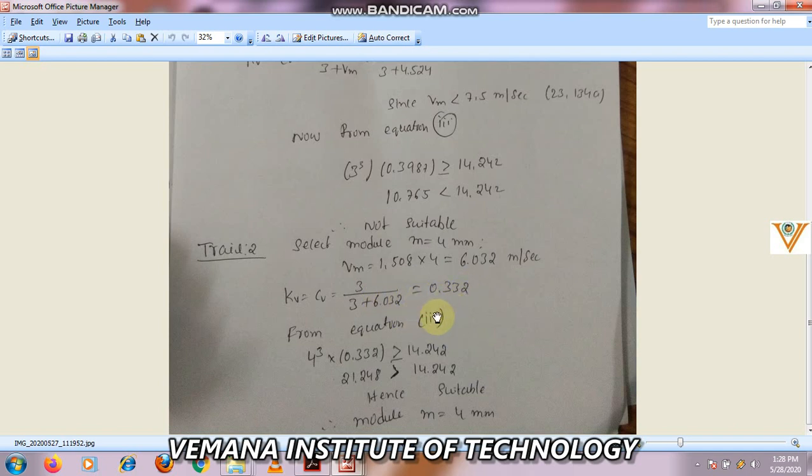Again substitute this m and kV into equation 3, and you will get the value 21.248, which is greater than 14.24. Yes, then it is suitable. We can select the module as 4. The selected module is suitable.